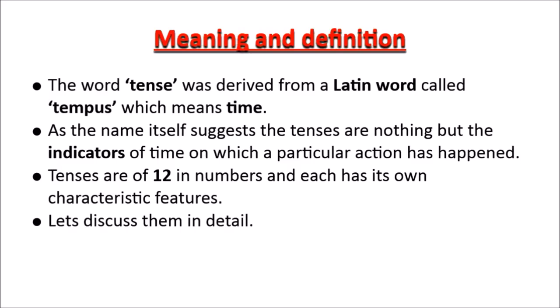Tenses are of 12 in numbers and each has its own characteristic features. So, how many tenses are there? Tenses are of 12 in numbers. So, there are 12 tenses and each of them has their own characteristic features. So, let's discuss them in detail.